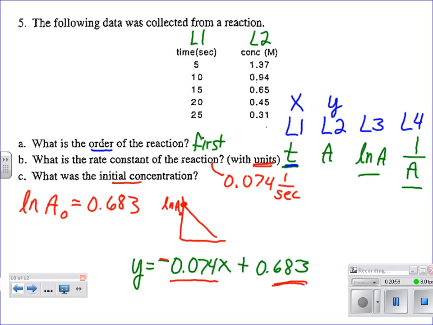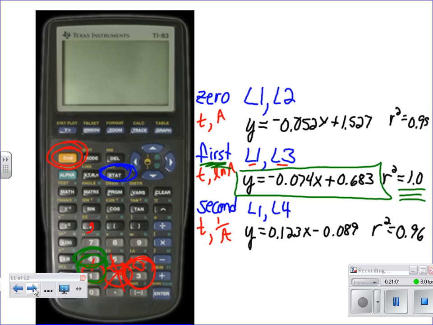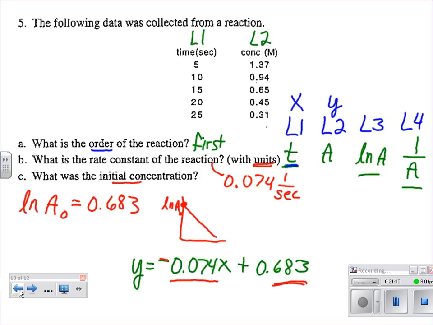You look back at your calculator, and it's really hard to see in this picture right here, but right above natural log, it's that e to the x, so you have to use your second function key, and you end up finding out that your original concentration equals 1.98 molar. And that is it. You have figured out all of these now.